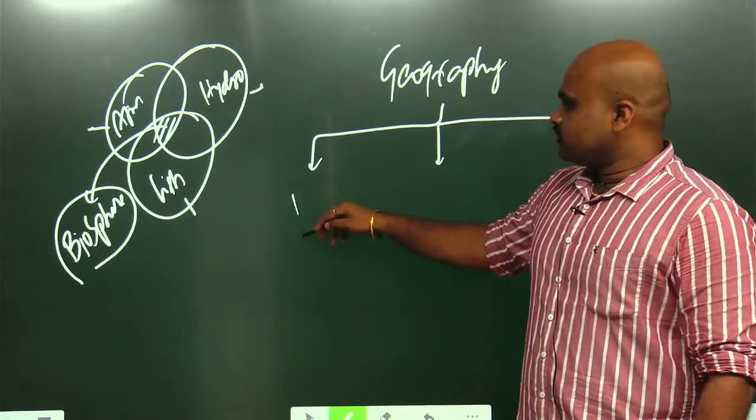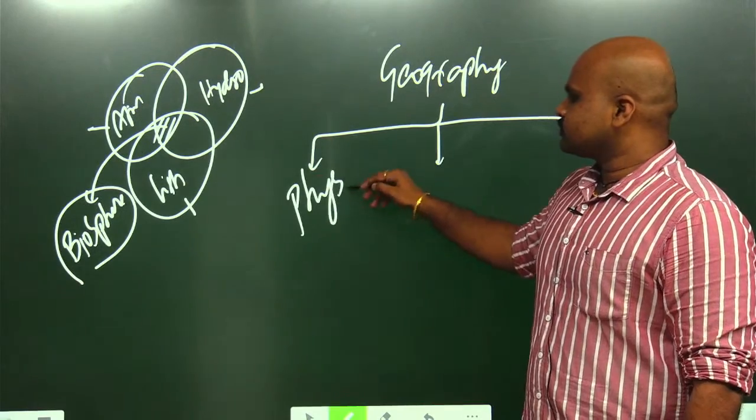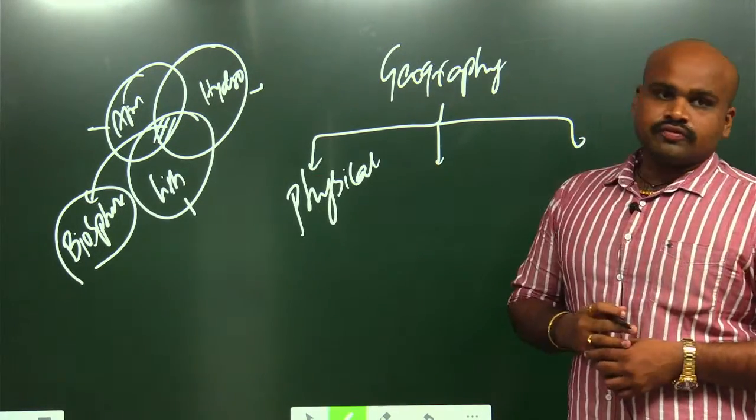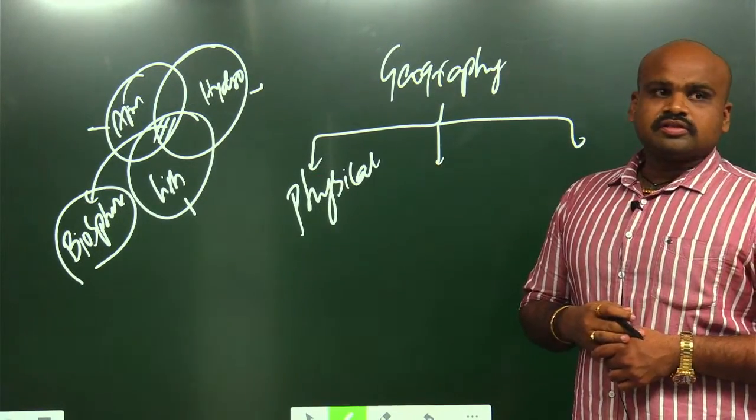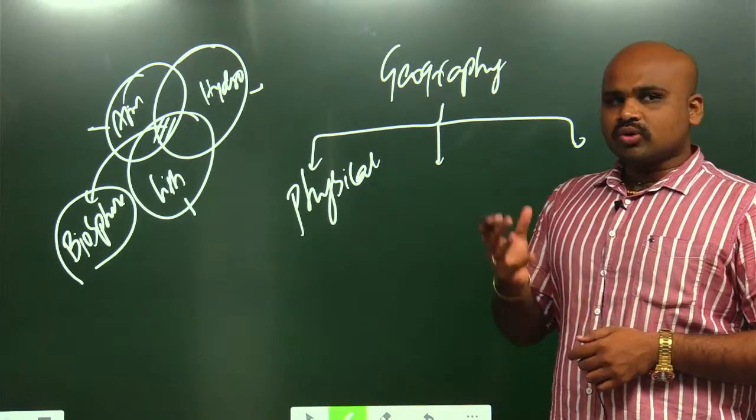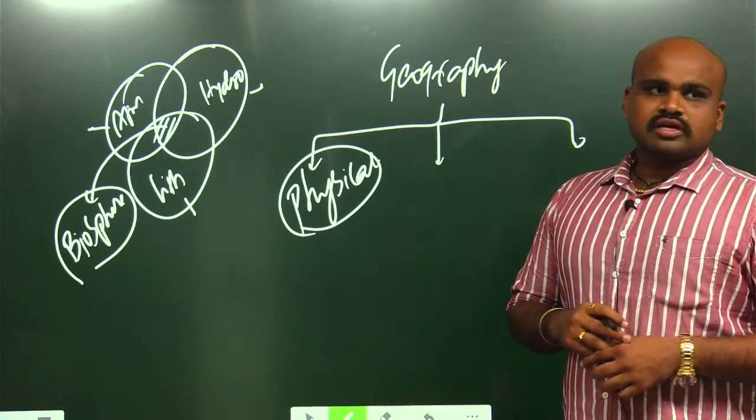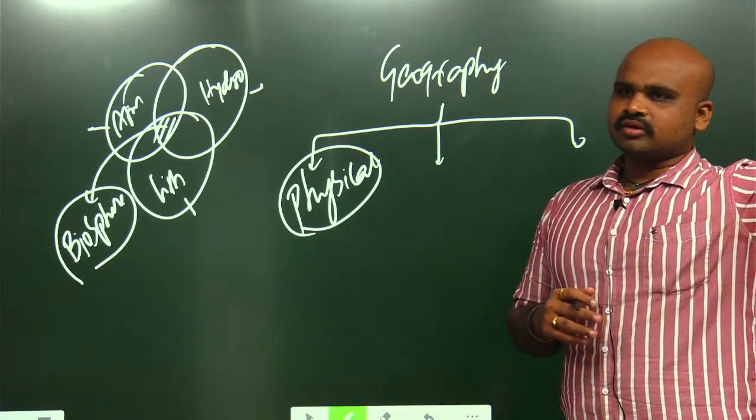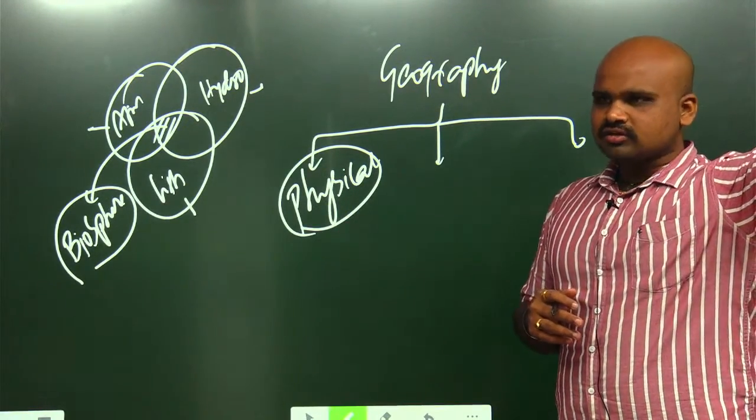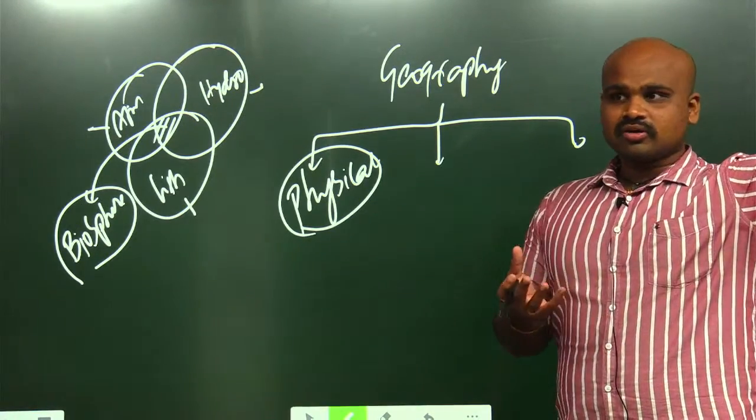One is physical geography. That means we are going to discuss the core concepts of physical geography here. That means, like, how is your climate? If it is raining, why is it raining? How does it happen?